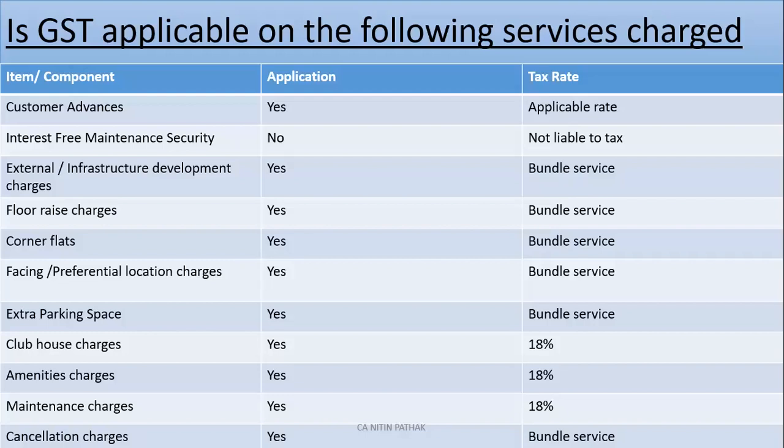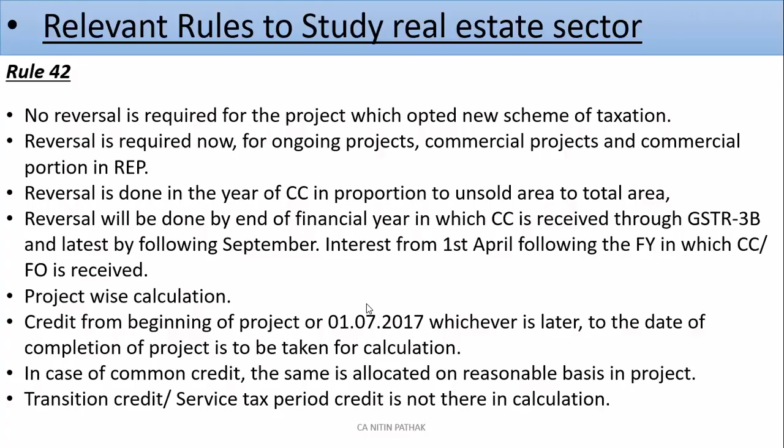If the builder does some extra work in your building, whatever money he charges for it, you have to pay 18% on that. Extra parking space would be covered under bundle service. Amenity maintenance charges and cancellation charges would be a part of bundle services. We will take this slide later on, because we have covered this in a later slide also.